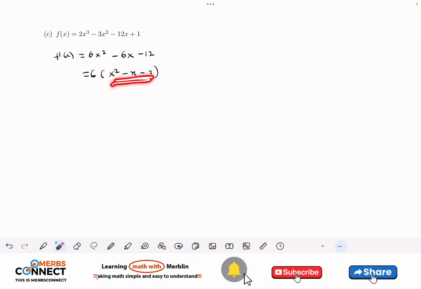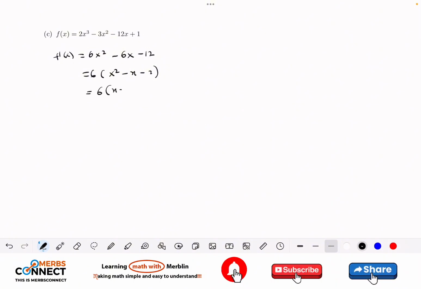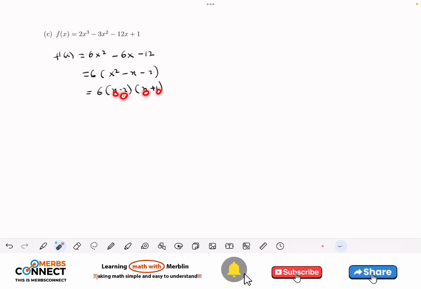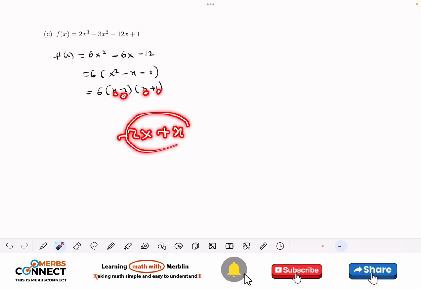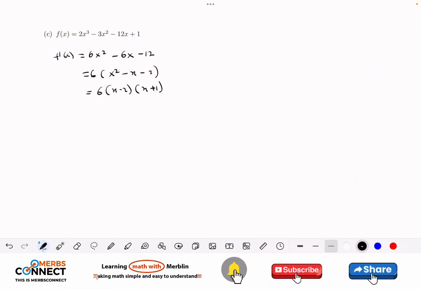Then do factorization. Factors of 2 that when you add, you are going to get minus 1, but when you multiply, you are going to get minus 2. So this one can be written as x minus 2, x plus 1, so that when I multiply this and this, I'll get that. x times x is x squared. x times this will be x, minus 2x, then plus x, which is going to give us minus x. And then minus 2 times this one is going to give us minus 2. So we should be able to do the factorization there.